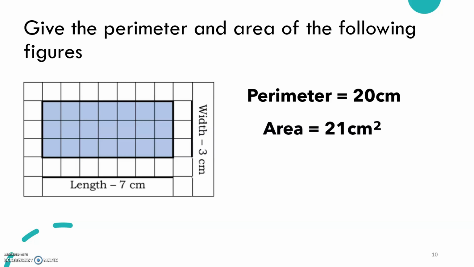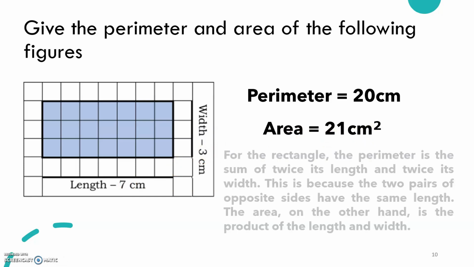The area is 21 square centimeters. So, paano ba natin isolve yung area? Pwede niyong bilangin lahat ng squares na nasa loob or simply multiply length times width. So, 7 times 3 equals 21 square centimeters.